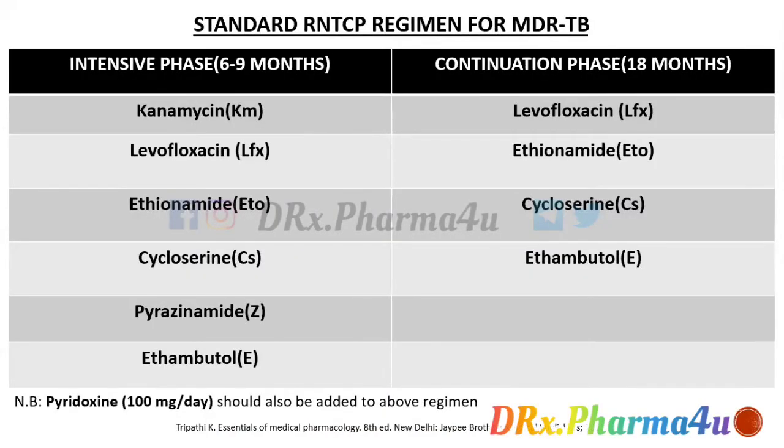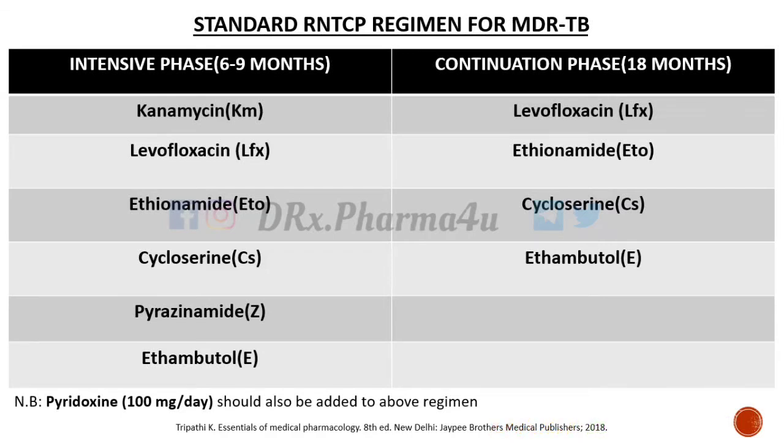So if you look at the standard RNTCP regimen for multi-drug resistant tuberculosis, we have an intensive phase of 6 to 9 months and a continuation phase of 18 months. In the intensive phase, we use kanamycin, which is an aminoglycoside, levofloxacin, which is a fluoroquinolone, ethionamide, cycloserine, pyrazinamide, and ethambutol. Once again, ethambutol should not be used in unconscious patients and also in those patients whose age is less than 5. In the continuation phase, we are eliminating pyrazinamide and kanamycin.